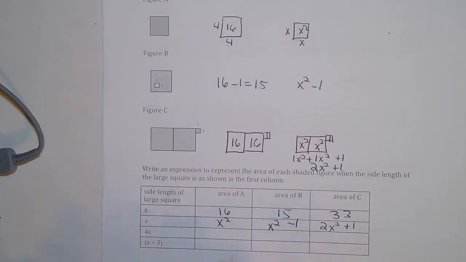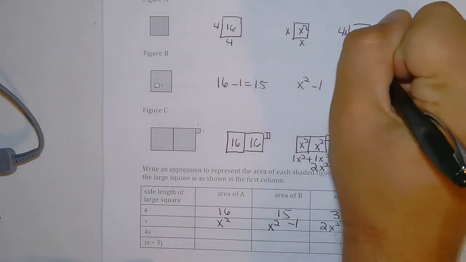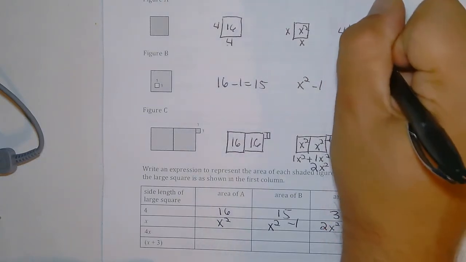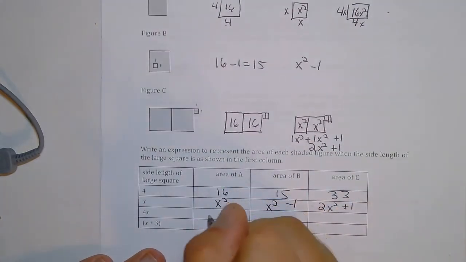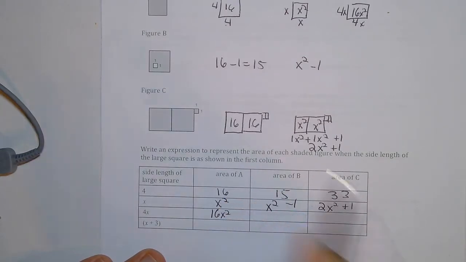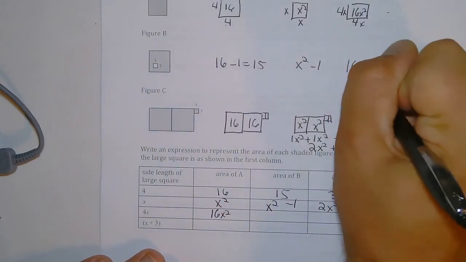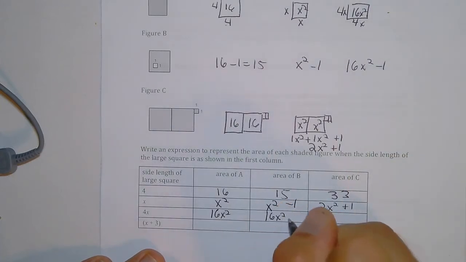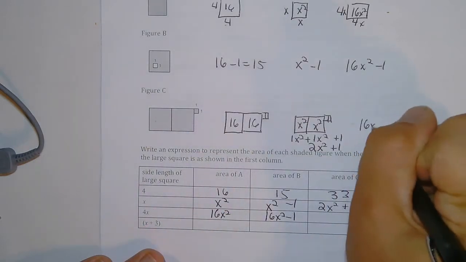Now, if the side length were 4x, so let's draw a picture here. If you have a square that is 4x by 4x, 4 times 4 is 16, and then x times x is x squared. So this large square would be 16x squared. And then here we would take our 16x squared, but subtract off 1. And then here, again, we would have 16x squared plus another 16x squared.